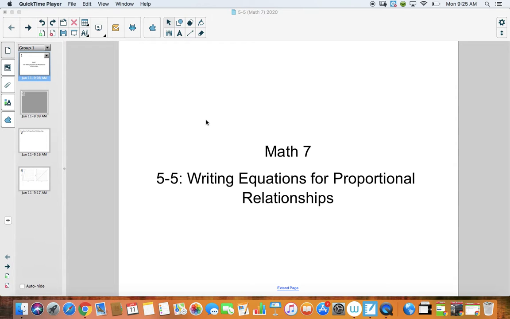Okay, so today we're on to 5.5, which is writing equations for proportional relationships. Last lesson, we were identifying whether relationships were proportional or not. And we looked at graphs, we looked at tables, and we looked at equations. This time, we're going to be looking at graphs and giving them an equation. And it's going to take us a couple steps to get there. But by the end of this lesson, you'll be able to look at a graph and write the equation for it if it's a proportional relationship.